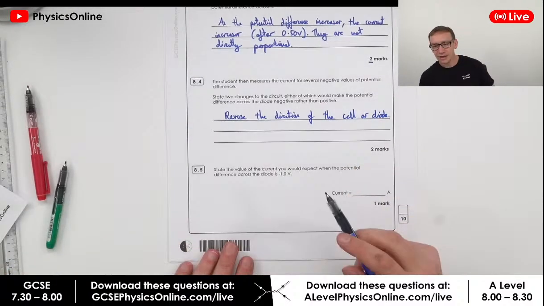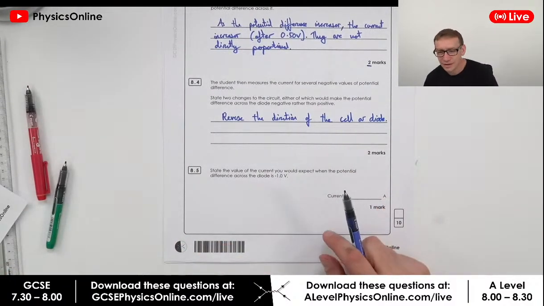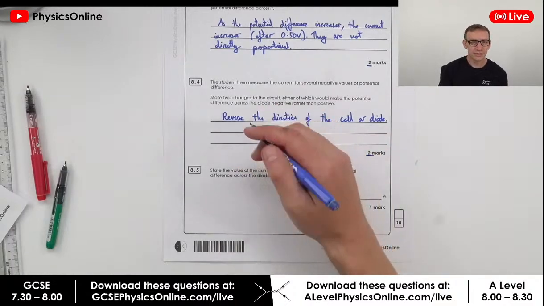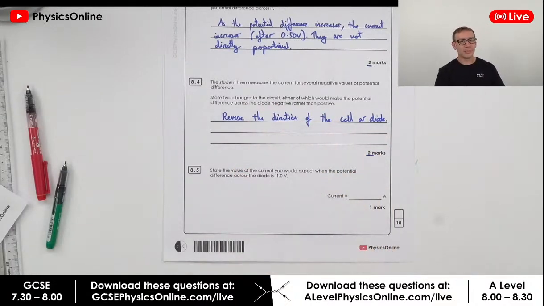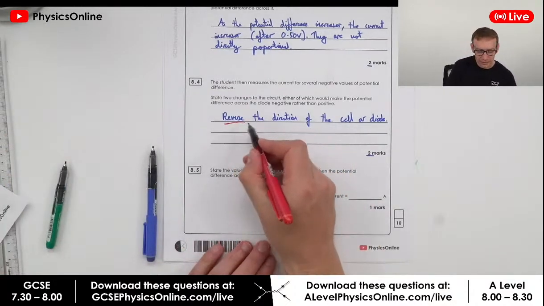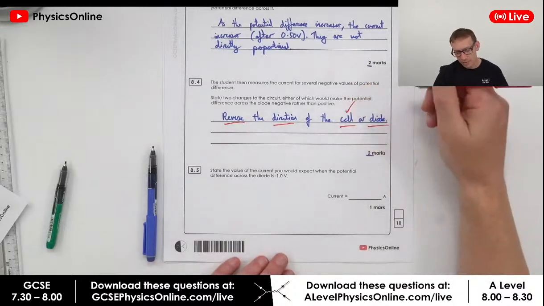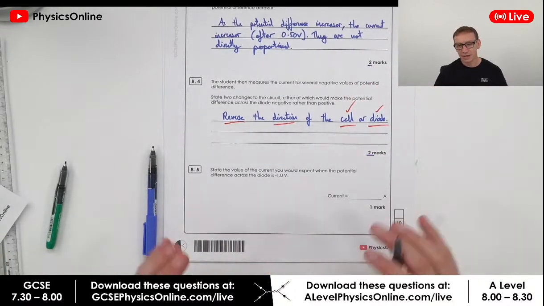And the other thing is that just because it's a 2-mark answer, it doesn't mean that you need to fill the whole space. I think sometimes people write too much and then they often contradict themselves. So we're talking about reversing the direction of the cell or diode. So we've got maybe a mark for the cell, a mark for the diode. That's all there is to it.